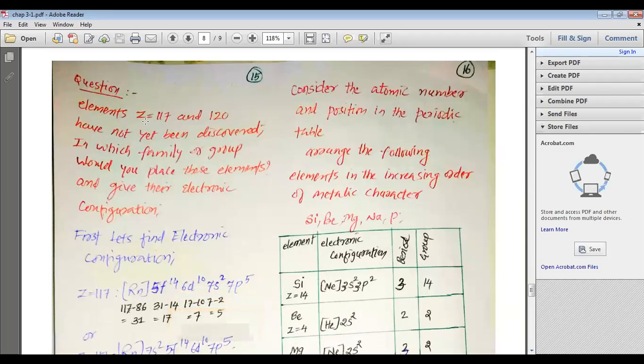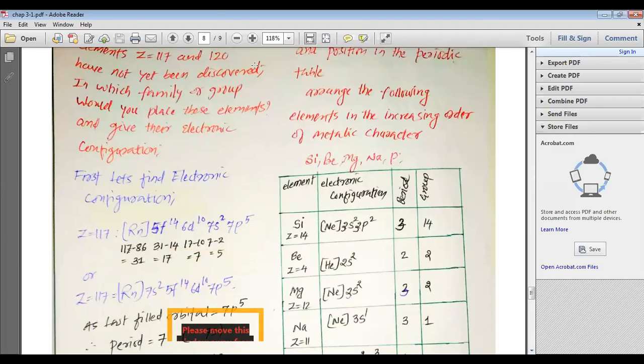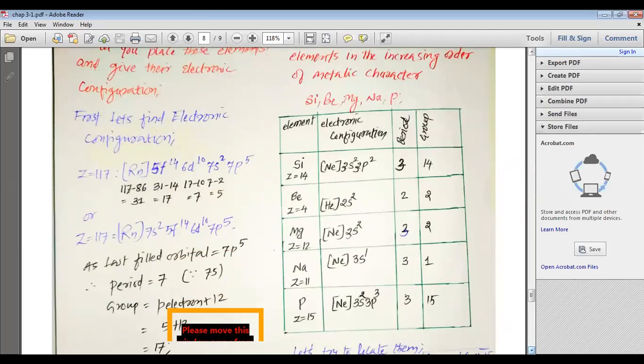Elements with Z equal to 117 and Z equal to 120 have not yet been discovered. In which family or group would you place these elements, and give their electronic configuration? To understand in which period and which group we will place them, first we should write their electronic configuration. So let us go for Z equal to 117.